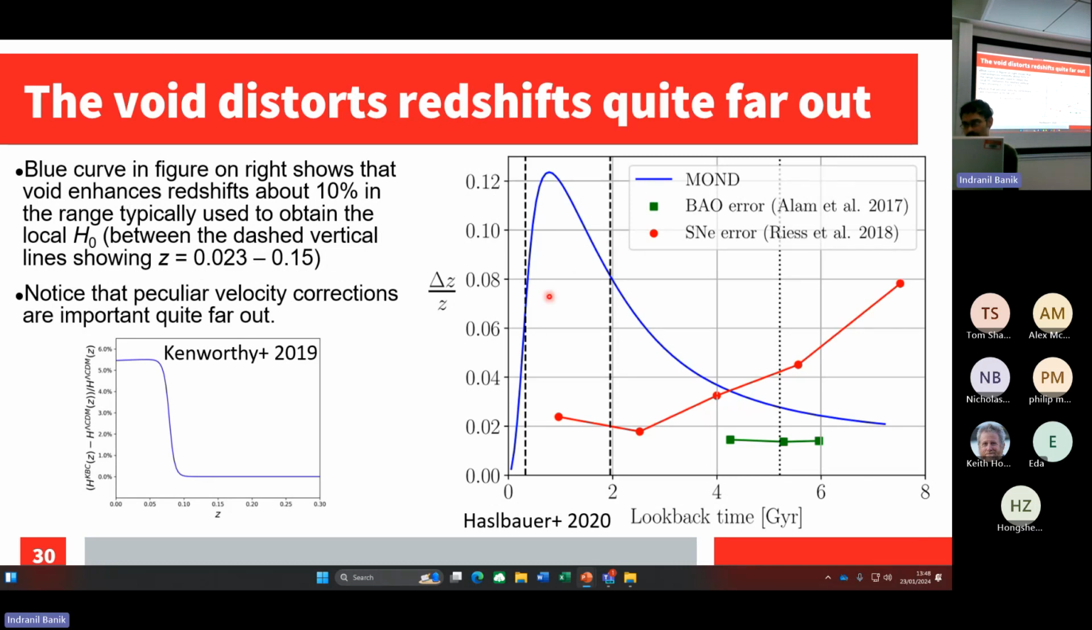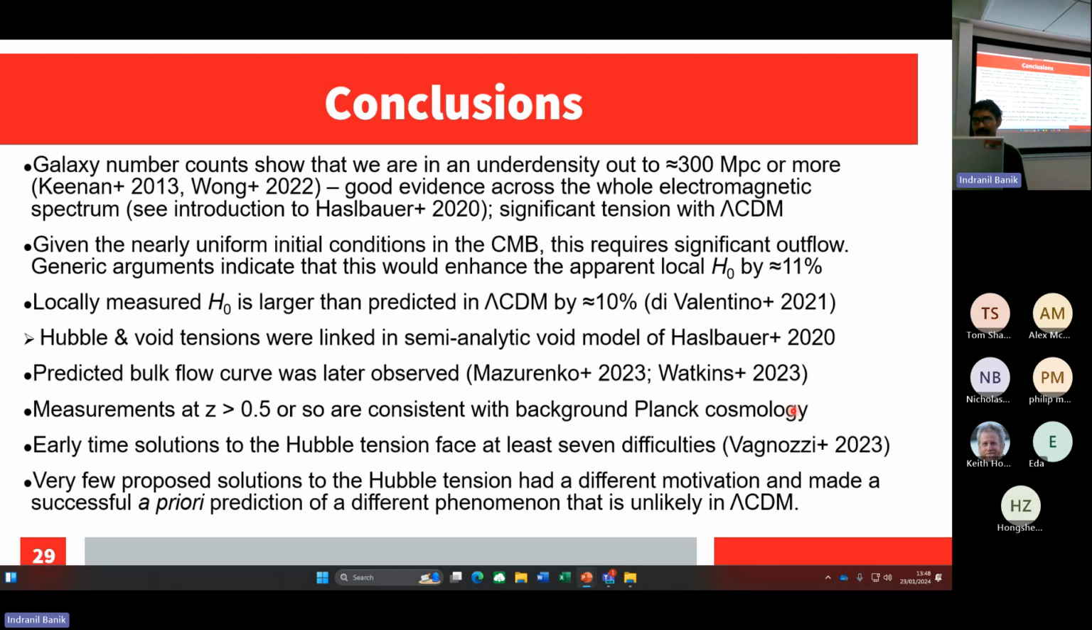What is shown here in blue is a fractional enhancement to the redshift as a function of look-back time. And you can see that we get this nice 10% enhancement in this range, which is typically used to constrain H0, but the enhancement only decays away fairly slowly. So that's just something to bear in mind, that you get a little bit of an enhanced Hubble constant even further out. Okay, so that's everything I wanted to say for this talk.